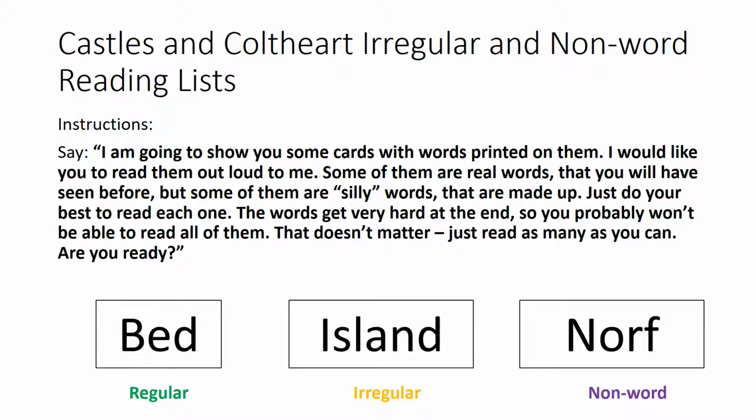The third type is non-words. These are just made-up words. So you can use letter sound rules to sound them out. There's no irregularities in the pronunciation, but they're not real words. The key distinction here between irregular and non-words, which is something that is really great about the Castles and Coltheart test, is it can distinguish between those lexical and non-lexical routes.